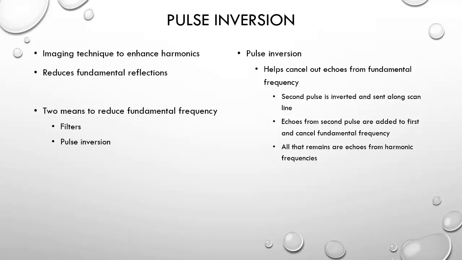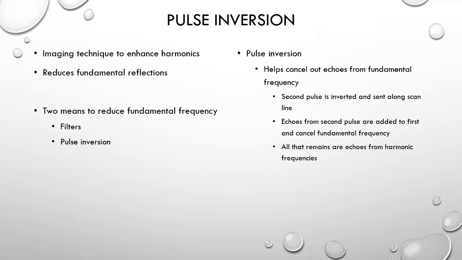So let's talk about a couple of techniques that are used to enhance harmonics. It's better to say they reduce the fundamental reflections or reduce the signal from the fundamental reflectors. There are two main means of reducing the fundamental frequency. We can put in what's known as a low pass filter, so that relatively low frequencies are eliminated, or you could say a high pass filter, so that the higher frequency harmonics are passed through.